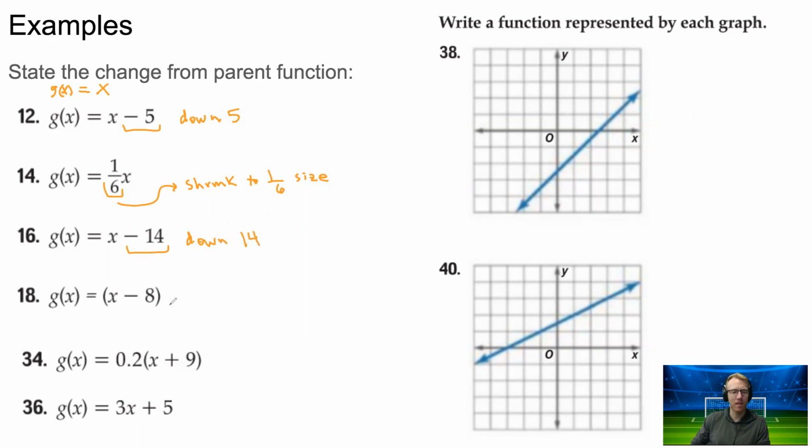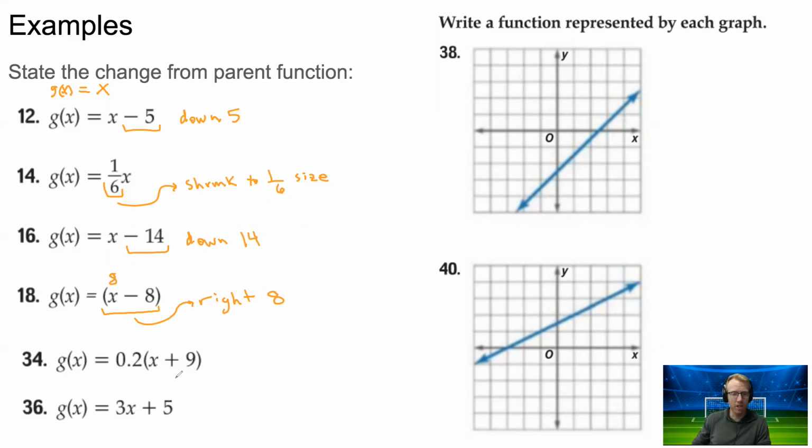A -8 here, this is in parentheses. So now we're looking left and right. So this is going to be right 8. And again, this one is a little bit counterintuitive. It's the opposite of what you see. You see a -8, but it's right 8 because you would have to plug in 8 right here to get 8 minus 8 to cancel it. So a +8 that would be plugged in would mean that you moved right 8.